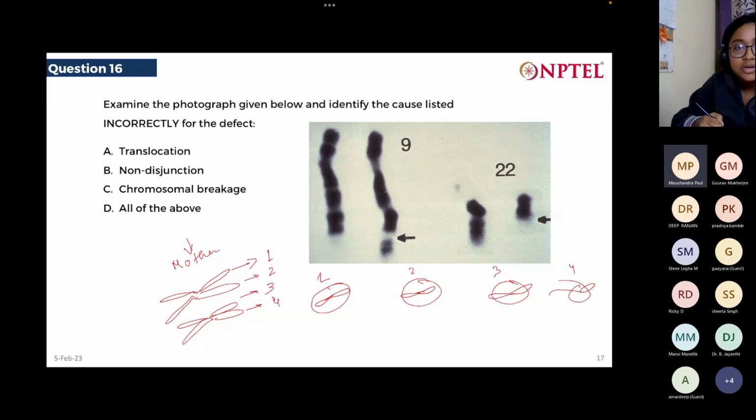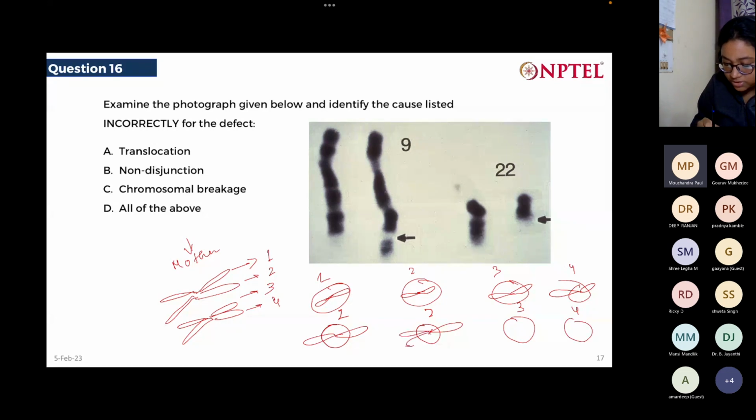All right. But in non-disjunction, what happens? The sorting is not equal. Means if this is daughter cell 1, 2, 3, and 4, one has received 1 chromosome. Now 2 has received 2 chromosomes, but 3 has received none, and 4 has received 1.